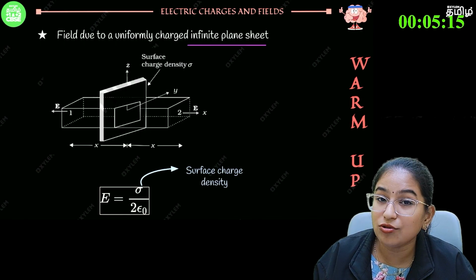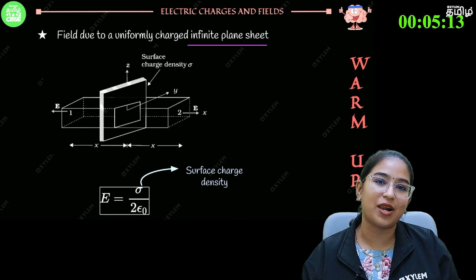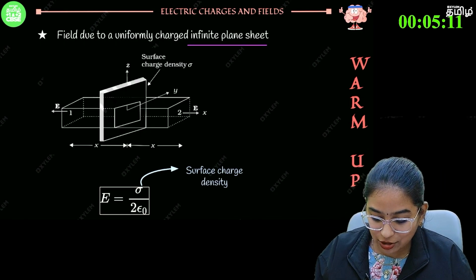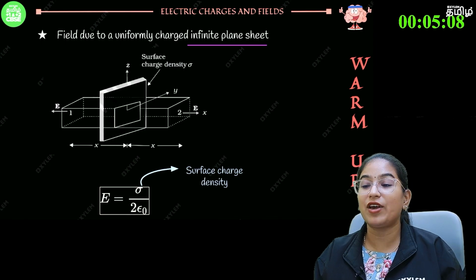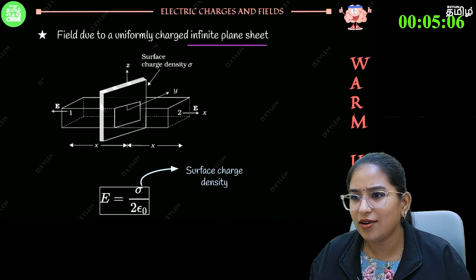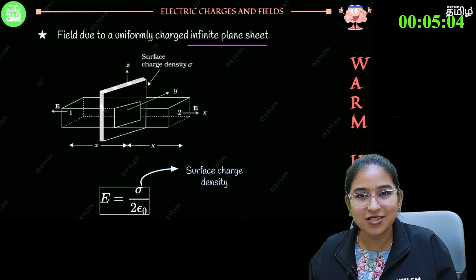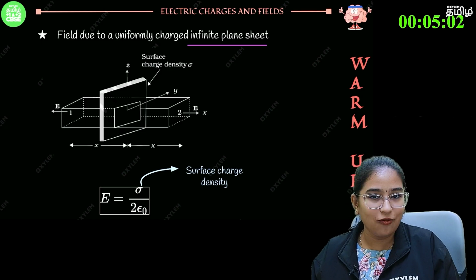Now here comes your two dimension, that is your infinite plane sheet. If it is an infinite plane sheet, then it is very easy. Ma'am, it is a square. Yeah, what's wrong with that? You can draw your Gaussian surface and you can deduce the formulas, right?